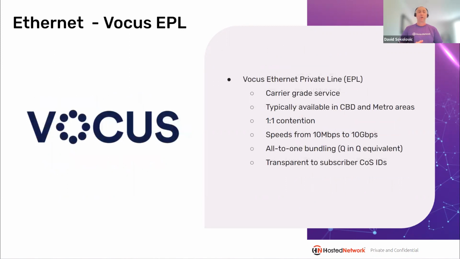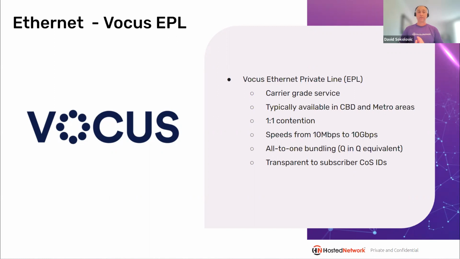The next carrier we'll talk about is Vocus. Vocus provide a service called Ethernet Private Line, or EPL. This is more of a carrier grade service. It is typically delivered in CBD and metro areas and is a true one-to-one contention service. There is no one else using that line except you.